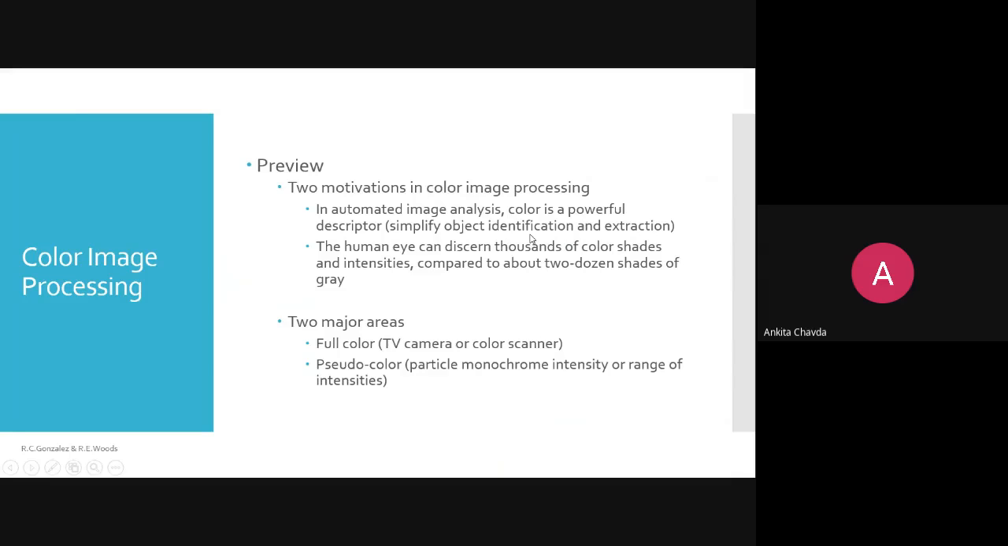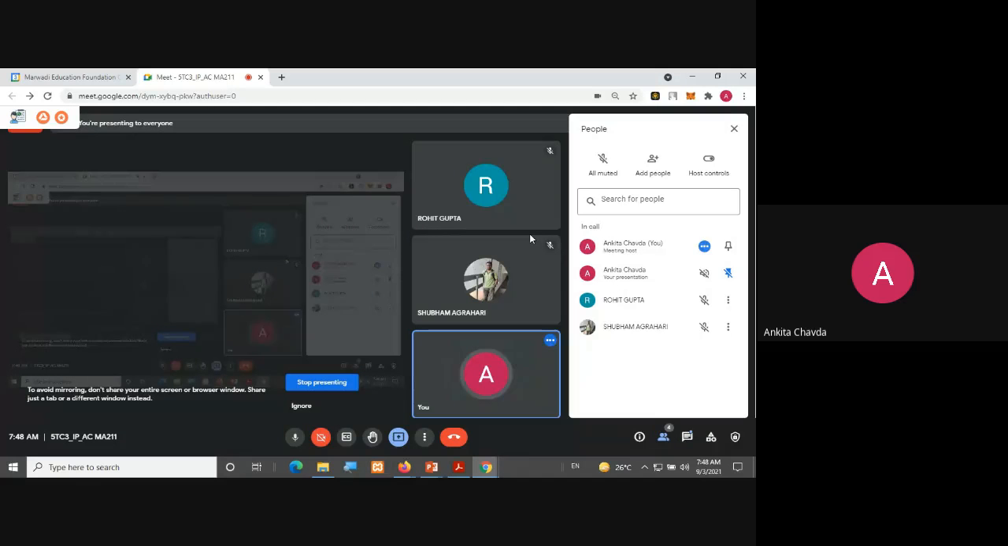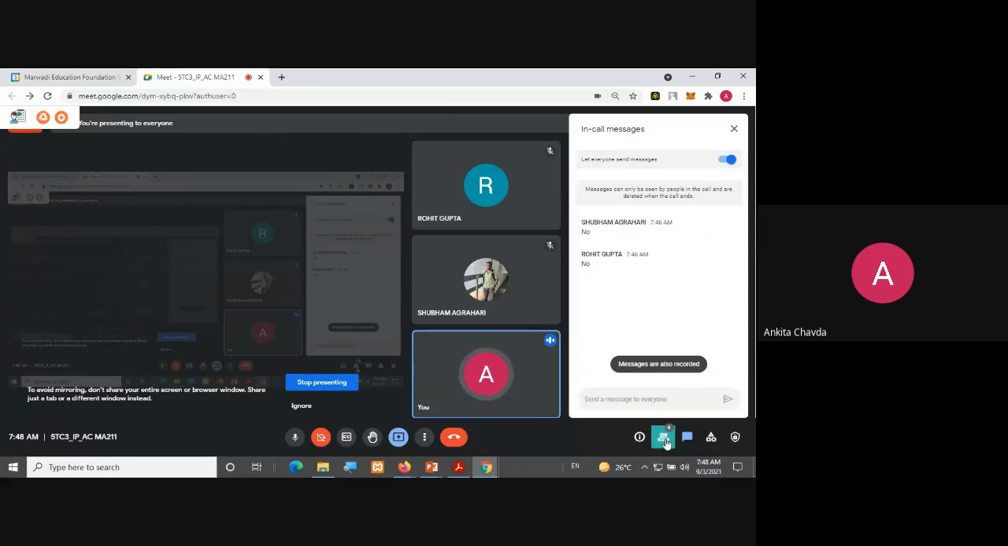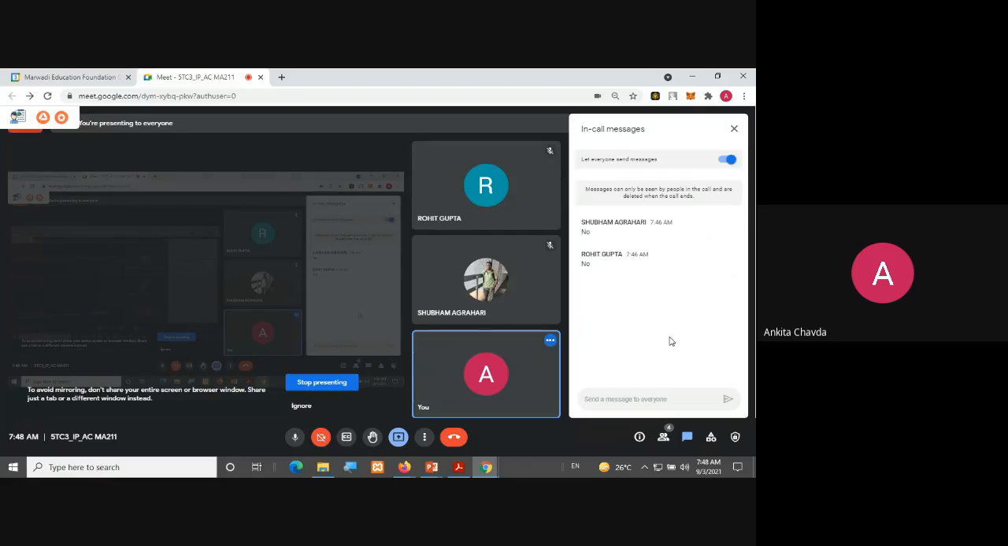Because our main motive, do you remember what cycle we are following? The very first task is image acquisition, then the second task is image enhancement. Then after image enhancement, what are we doing? See, this would be an interactive session, otherwise you will get bored just listening to this.